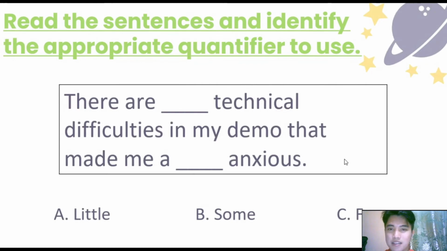Gisela, please read. Okay, sir. There are blank technical difficulties in my demo that make me blank anxious. I think there are some technical difficulties in my demo that made me a little anxious. I see your point, but I want another answer. I think there are better answers in this sentence. Can anyone answer? Can I try, sir?